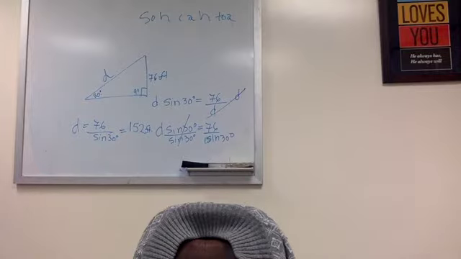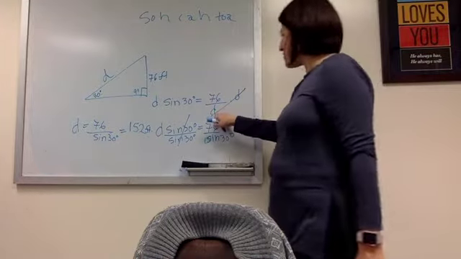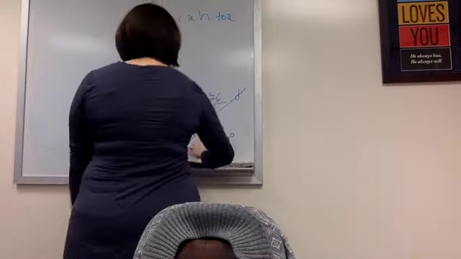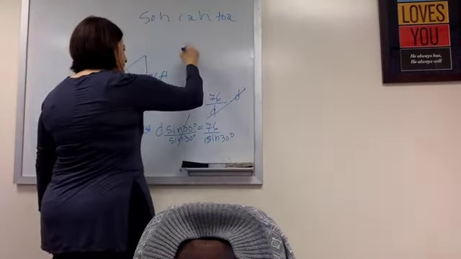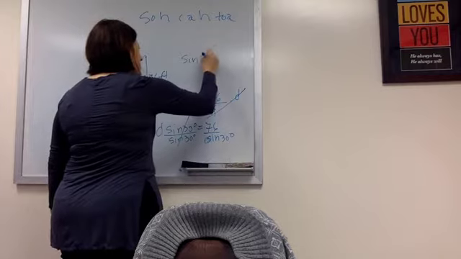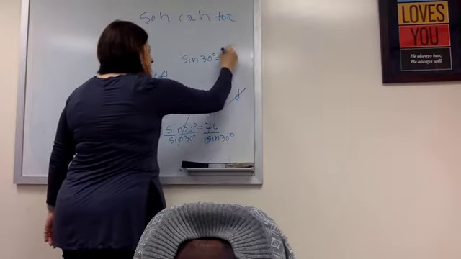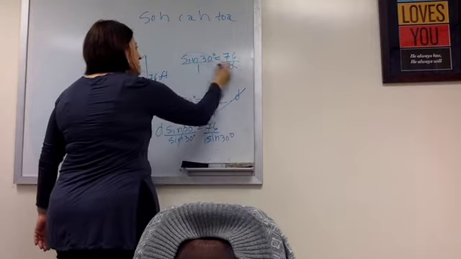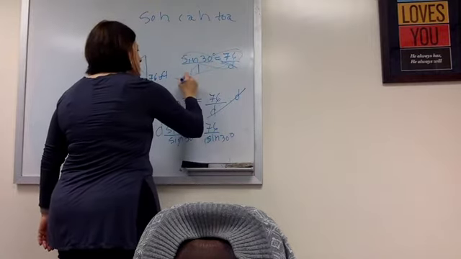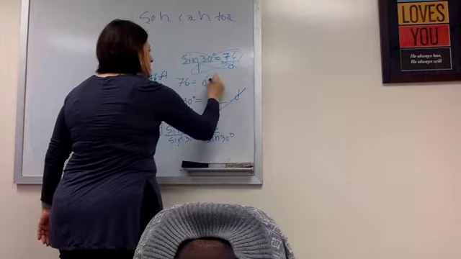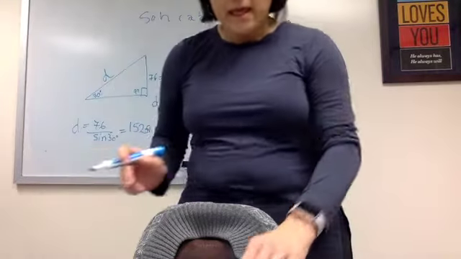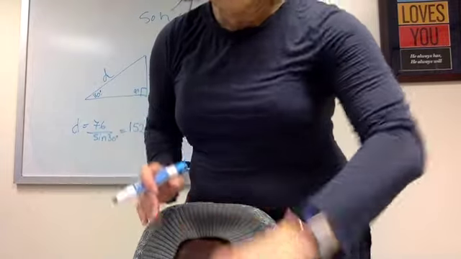You're isolating the variable, and if the variable starts off in the denominator, the easiest thing to do would probably be to say sine of 30 degrees equals 76 over d. Put this over 1, and you can cross multiply, right? 76 equals d sine 30, and then divide. So, all right. How do we do?